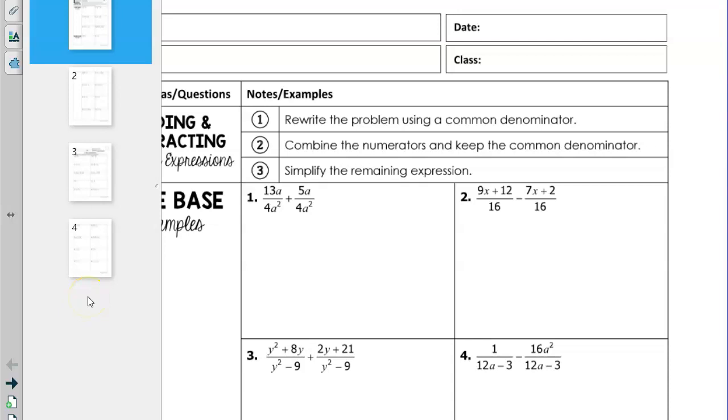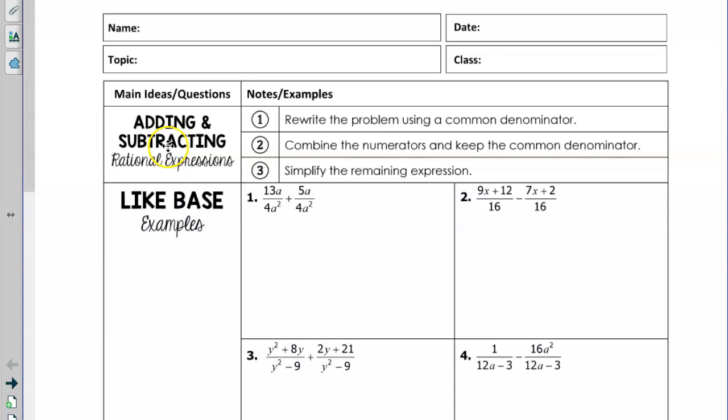Giving you the steps to adding and subtracting rational expressions. So again, I'll go back to what we did in later elementary, and then we'll look at it in terms of polynomials, or expressions, I should say.